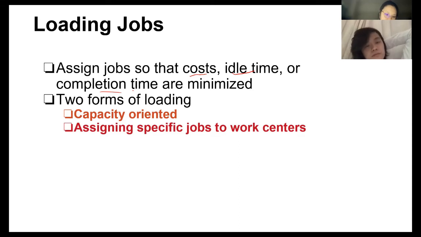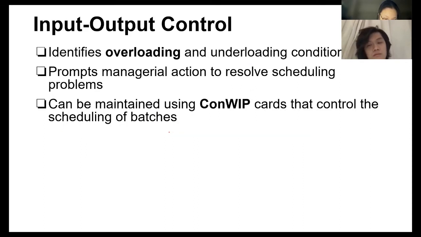Idle time. Okay. There are two forms of loading. One depends on capacity, we call it capacity oriented. Another one is assigning, we call it assignment, where you assign specific jobs to work centers. So when you do loading, we are already talking about scheduling. Loading means we are going to actually schedule. There is a method, but I'm not going into this detail. It's called input-output control.